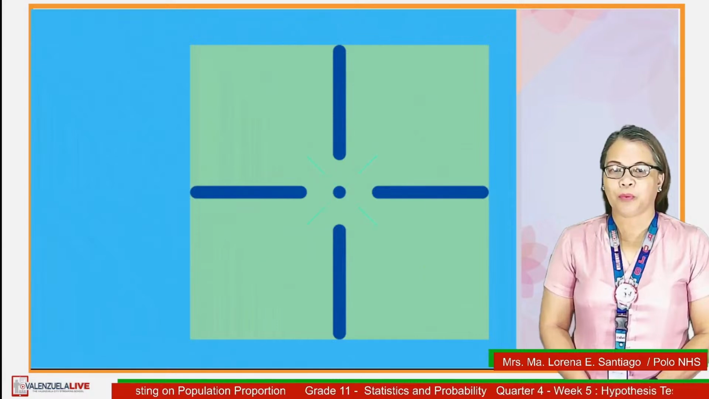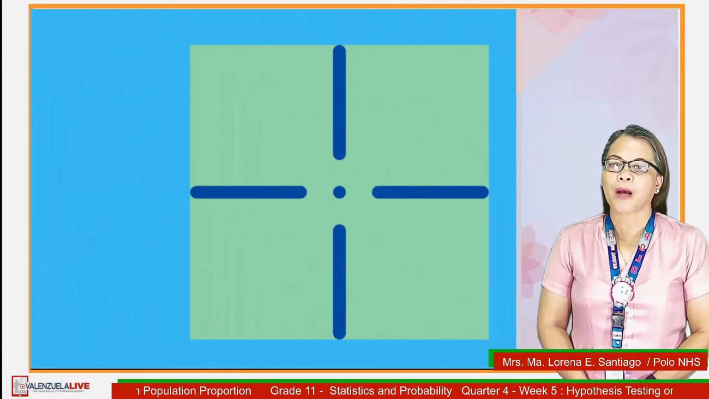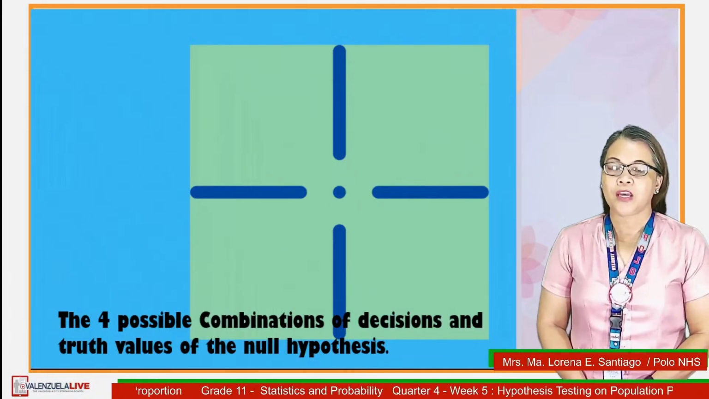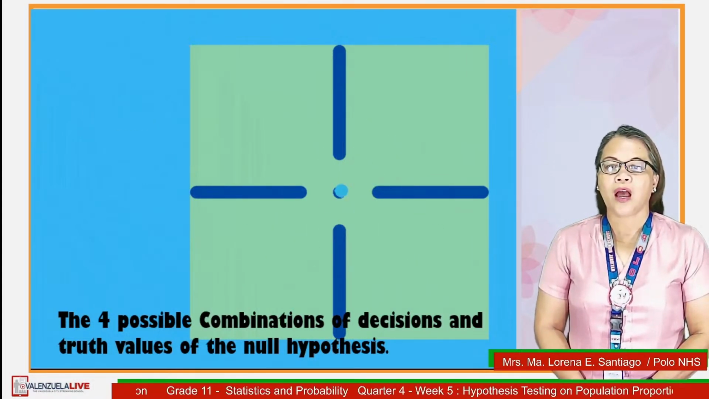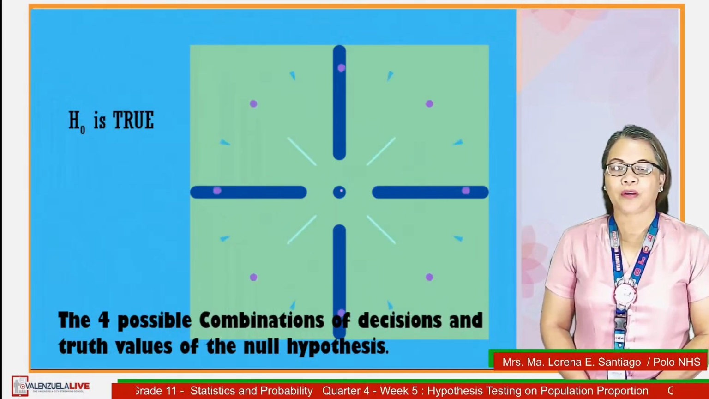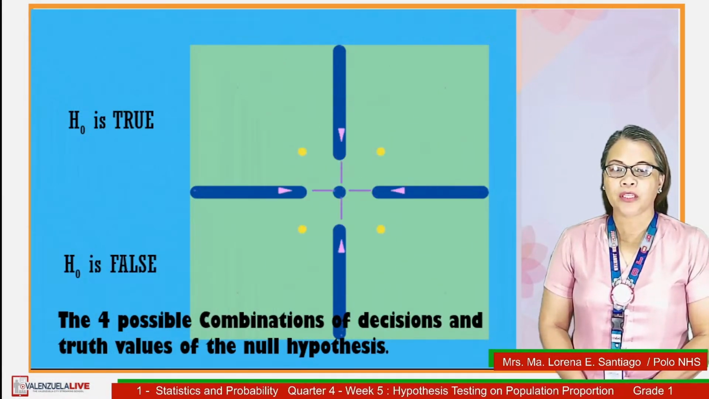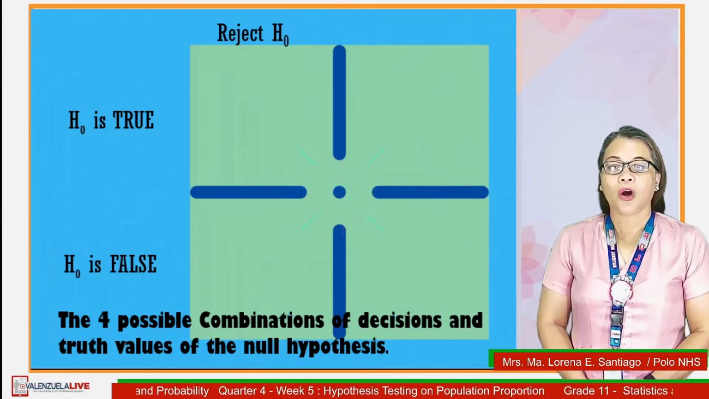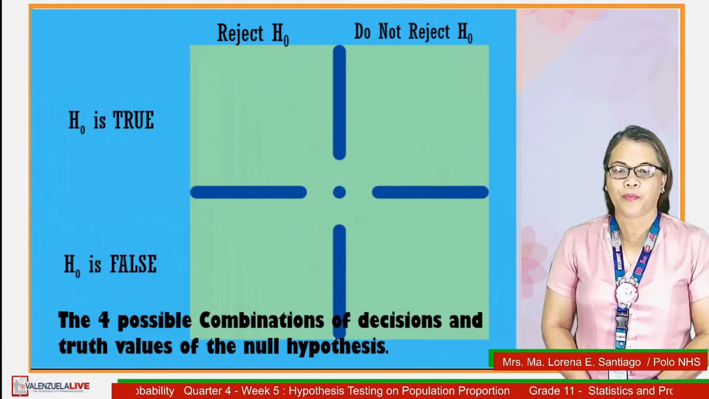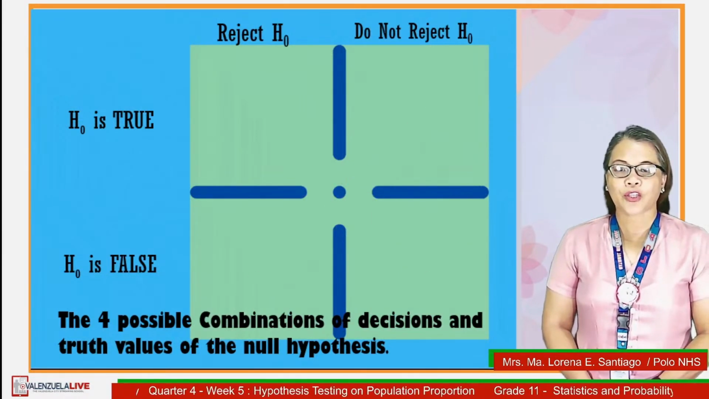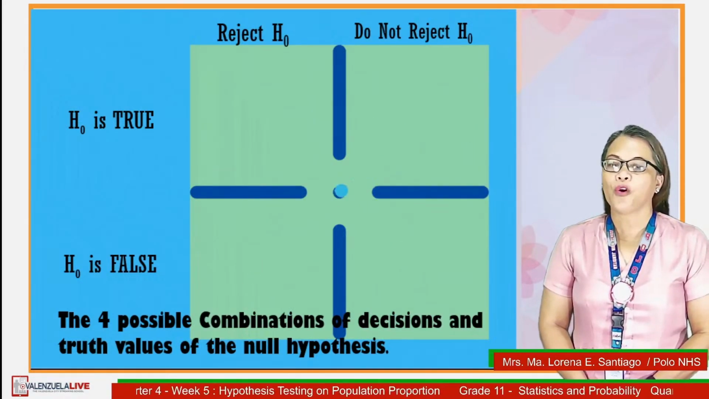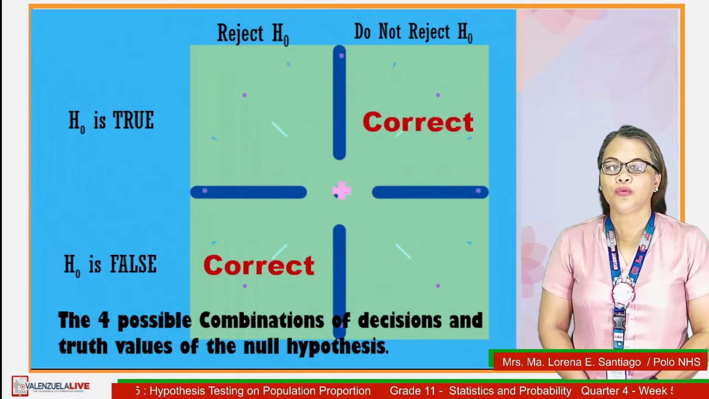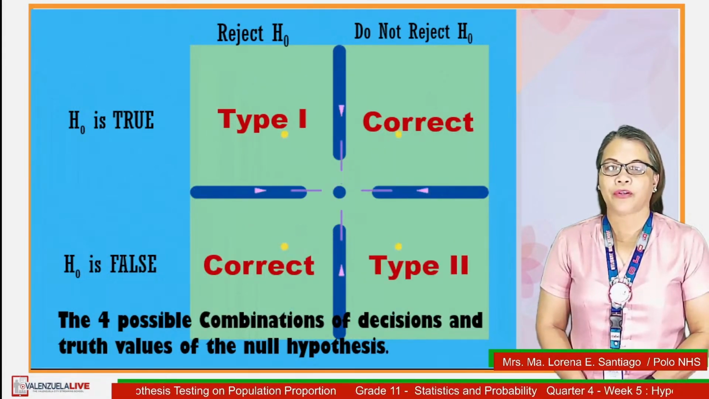Before we begin with the lesson proper, let us have a review of the 4 possible combinations of decisions and truth values of the null hypothesis. In the figure, row 1 shows null hypothesis is true. The second row shows null hypothesis is false. Column 1 shows reject null hypothesis, while column 2 shows do not reject null hypothesis. The intersections of rows and columns reveal the 4 possible combinations, 2 of which are correct, and the other 2 show type 1 and type 2 errors.